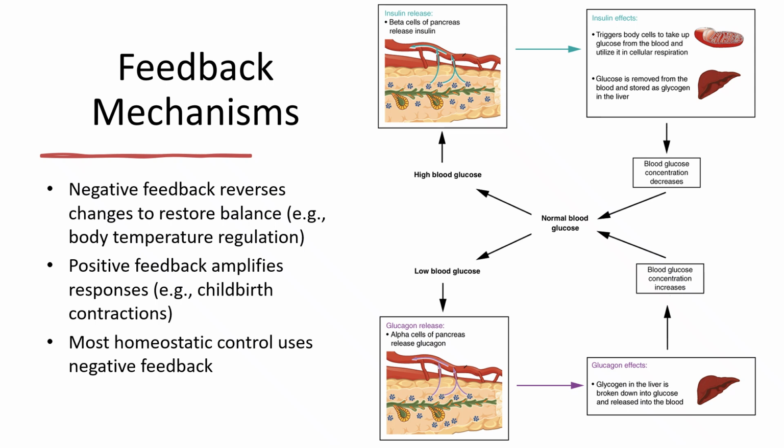Negative feedback counters changes to bring the system back to balance, like sweating to cool down when you're hot. Positive feedback amplifies changes, like the contractions during childbirth that intensify until delivery. Most homeostatic control relies on negative feedback.